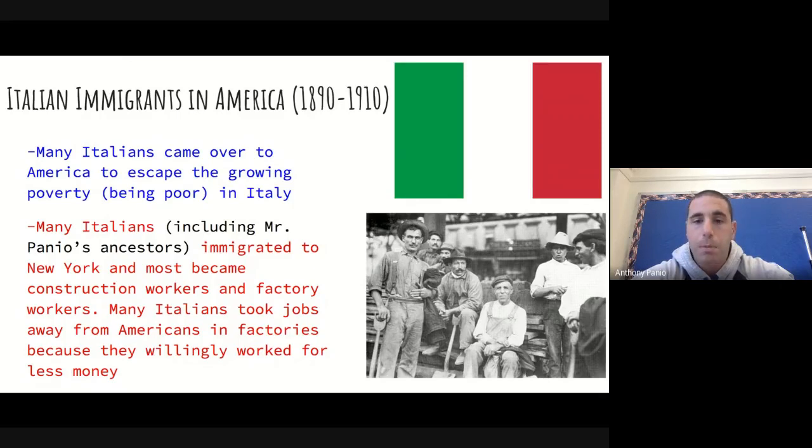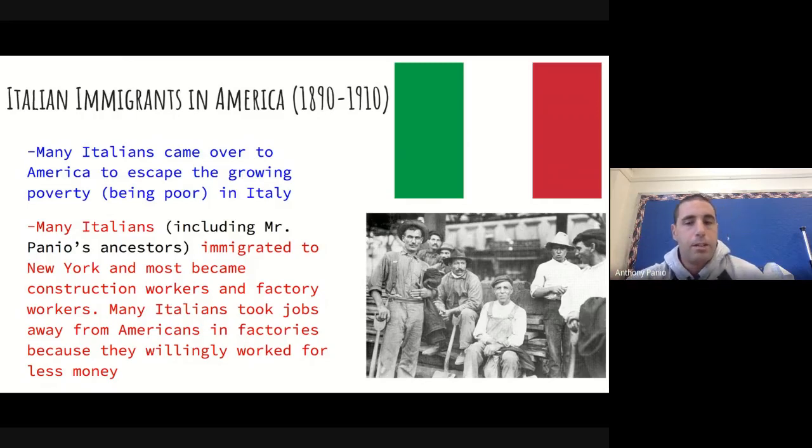All right, so they had a better opportunity to make more money in the United States, despite that not being a lot of money. Now, since they were willing to work for less money, many Italians took jobs away from Americans because they were willing to work for less money. You don't need to be a boss, a CEO, an executive to understand a couple of things. If a person is willing to work for less money and can do the same amount of job as another person, you're probably going to hire that person.